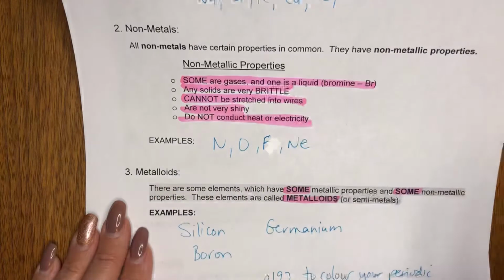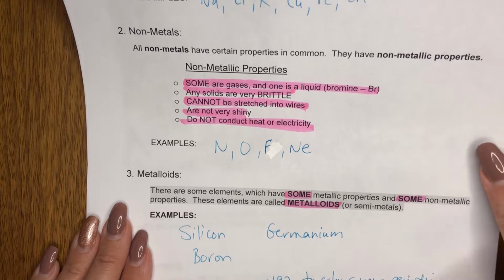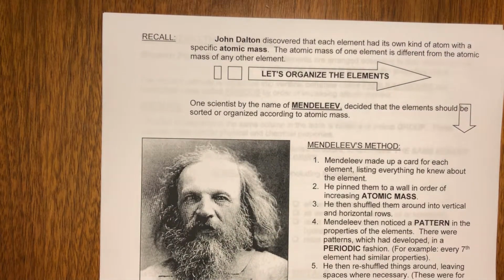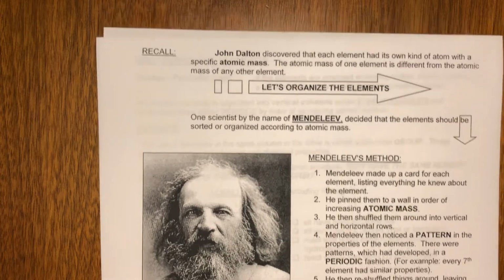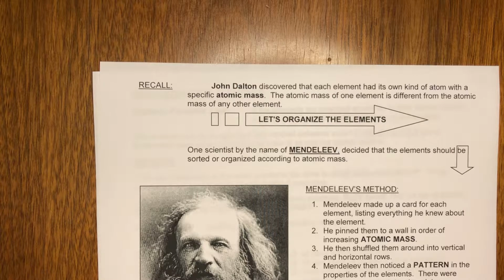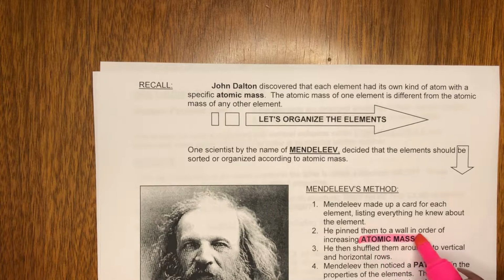So this is part of organizing the periodic table. The fact that we have metals, nonmetals, and metalloids, this is how we organize the periodic table. And it was John Dalton that discovered that each element had its own kind of atom with its specific atomic mass. And this is how he organized the periodic table, was according to atomic mass. So he made up a card for each element and he listed everything he knew, and then he put them on the wall according to increasing atomic mass. And he made them in vertical and horizontal rows.